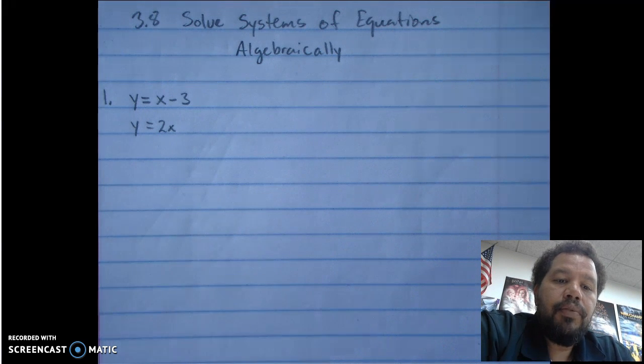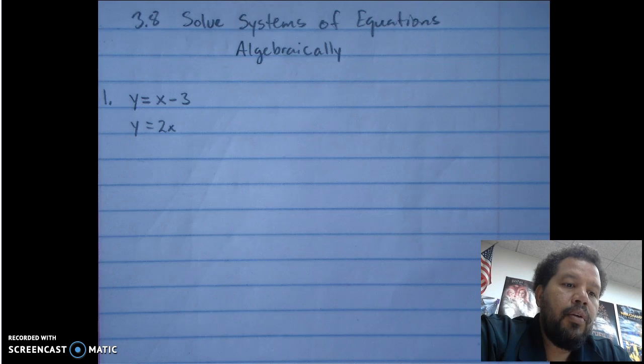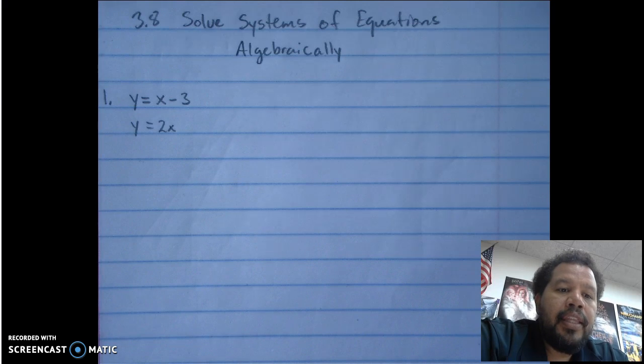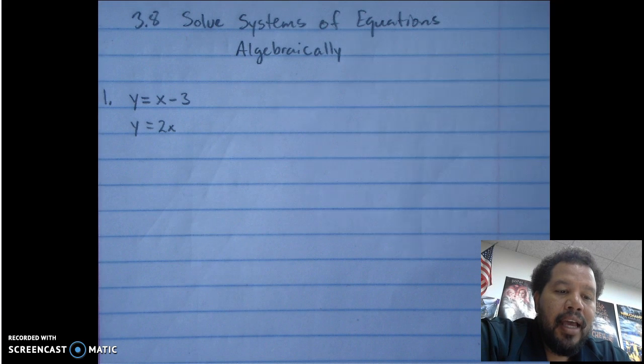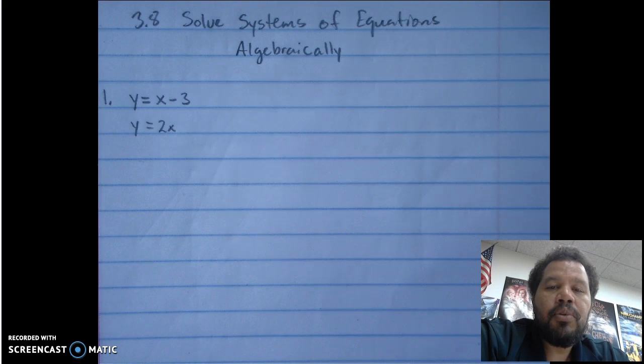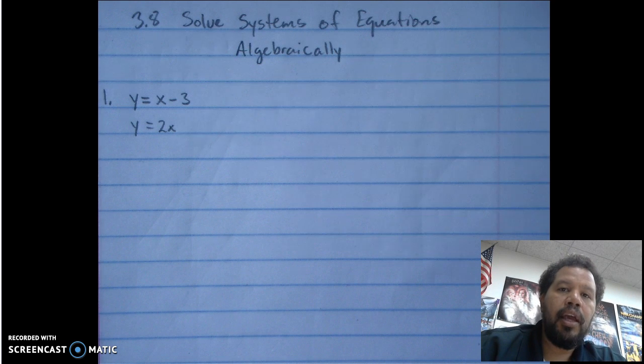3.8, solve systems of equations algebraically. So in the previous section, we solved these systems by graphing them, and that's an estimation. Algebraically means we're going to find the exact solution. And so sometimes our solutions will come out not as whole numbers or integers, but with fractions and decimals. If you're lucky, they come out in nice simple numbers, but sometimes we have to deal with fractions and decimals no matter what. But algebraically is an exact answer rather than an estimation like graphing.